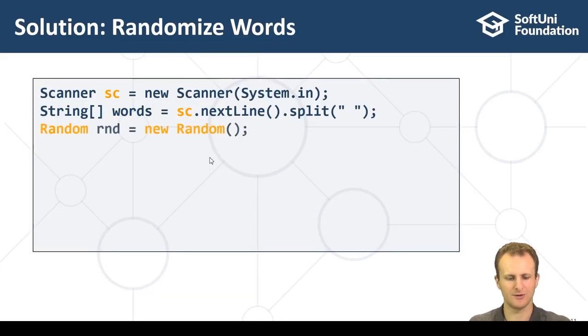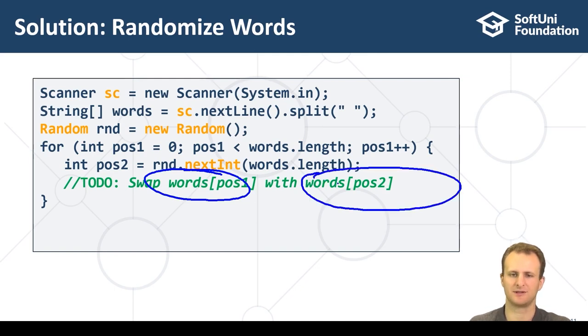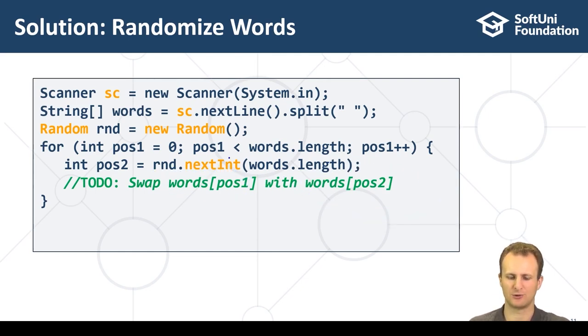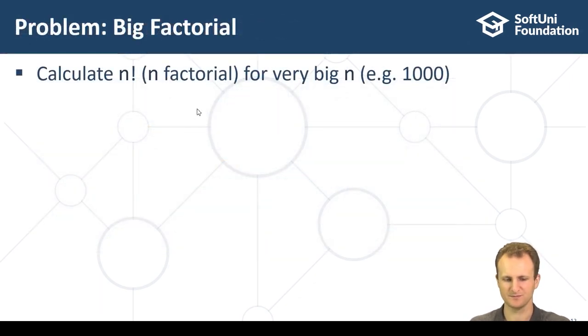Okay, so the solution we have here in the slides is a bit more optimal, because we're just swapping around two positions in a list or in an array, which is faster than removing items and inserting them, because in this situation you just access two items. Whereas when you're removing an item from the middle of the list, all of the elements after that item need to be shifted left by one position. So removing items is a lot slower than just swapping around two positions, but I wanted to show you another solution of this task. Okay, another task we have here is calculating a big factorial.